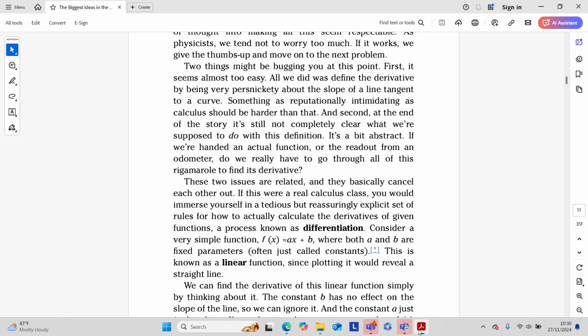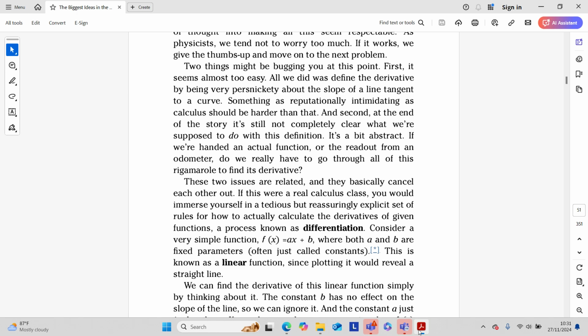And second, at the end of the story, it's still not completely clear what we are supposed to do with this definition. It's a bit abstract. If we are handed an actual function or the result from an odometer, do we really have to go through all of this rigmarole to find its derivative? These two issues are related, and they basically cancel each other out.